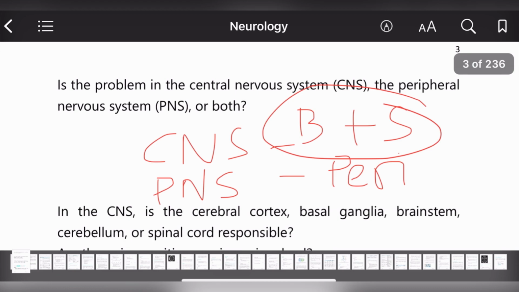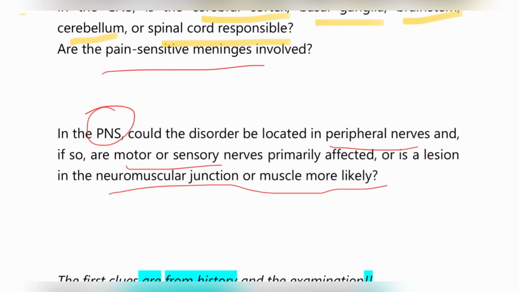So where is it affected? Cerebral cortex, basal ganglia, brainstem, cerebellum, or spinal cord. So these all are the anatomic locations where you find what is the position of the CNS that is involved, and whether it is pain sensitive. That means whether the meninges are involved or not. So whether the pain sensitive meninges are involved or not should also be localized.